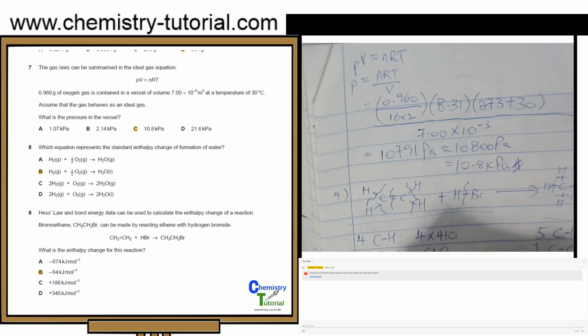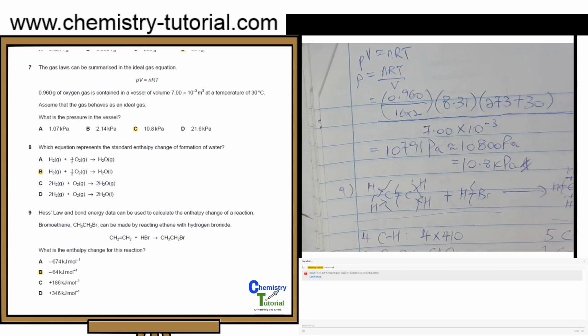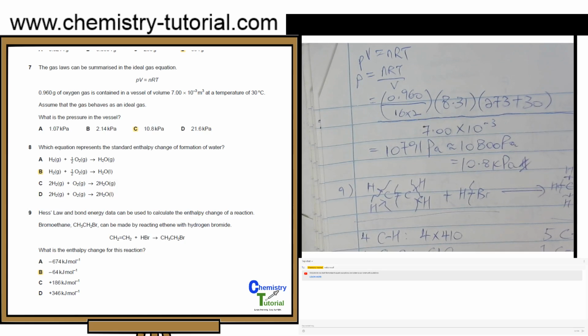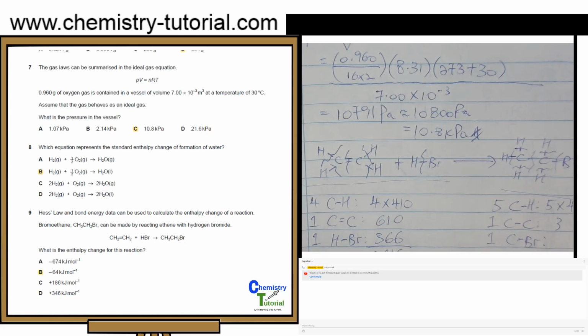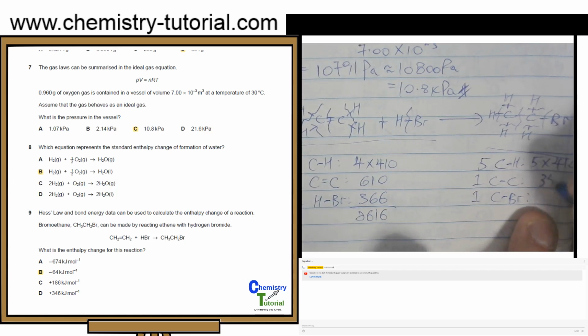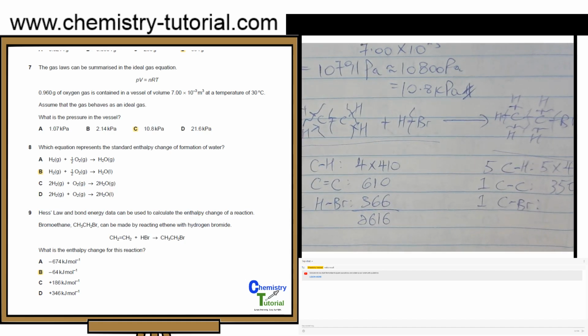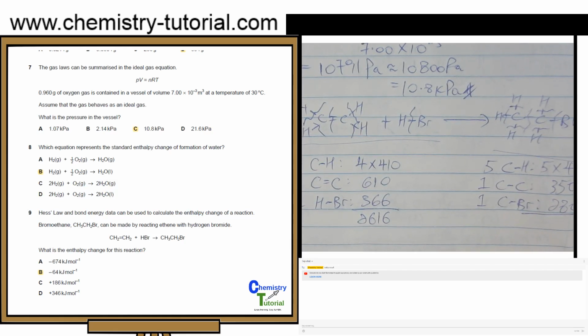And the answer is 2,616 kilojoules per mole. Do the same thing for the product. So 5 times 410. For the CC single bond, it will be 350. Okay, so 350. And the CBr bond is 280. Add these values up. 5 times 410 plus 350 plus 280.